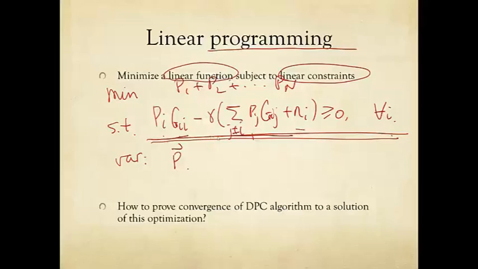Of course, if gamma is also a variable, then this is not a linear function in both gamma and p. But that's not our worry today. Our problem today is: fix gamma, just vary the p's. And this is an LP. Now, LPs are easy to solve in theory and in practice.